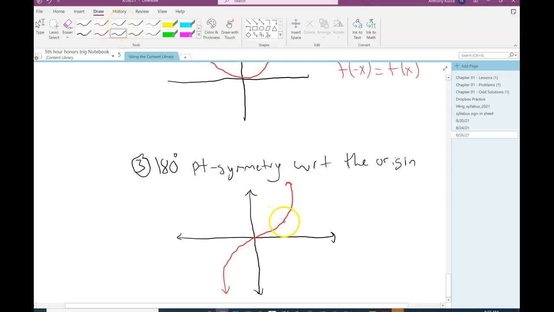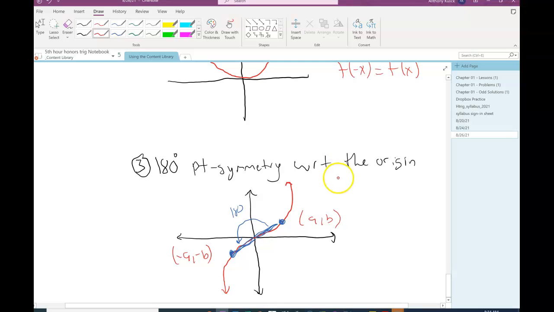So the idea here is if I have some point on the graph, think about it like tying a rope to that point and then tying a rope to the origin, and then rotating it 180 degrees, we have the same thing going on over here. So if I have the point (a, b) over here, I have the point (negative a, negative b) over there.